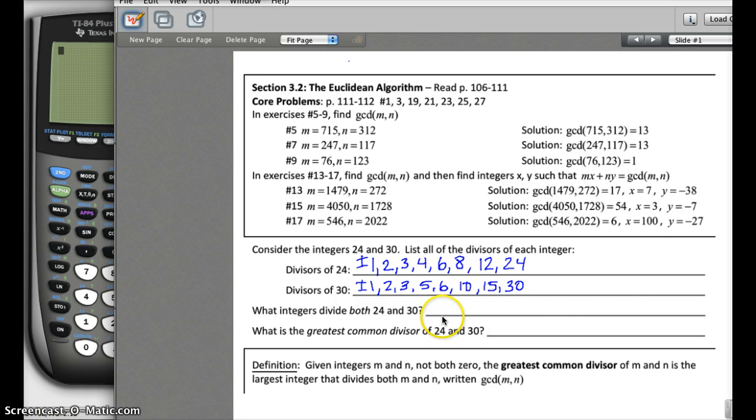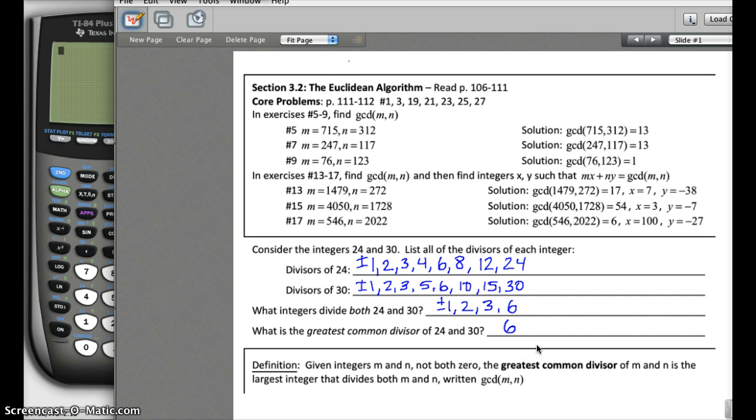Now looking for things that show up in both of these lists, integers that divide both 24 and 30. So 1 divides both, 2 divides both, 3 divides both, and 6 also divides both. So both positive and negative, 1, 2, 3, and 6. The greatest common divisor is the biggest thing that we have on our list. So our greatest common divisor is 6.